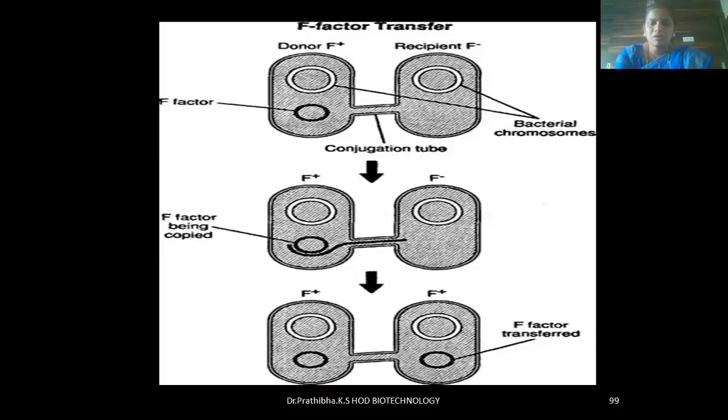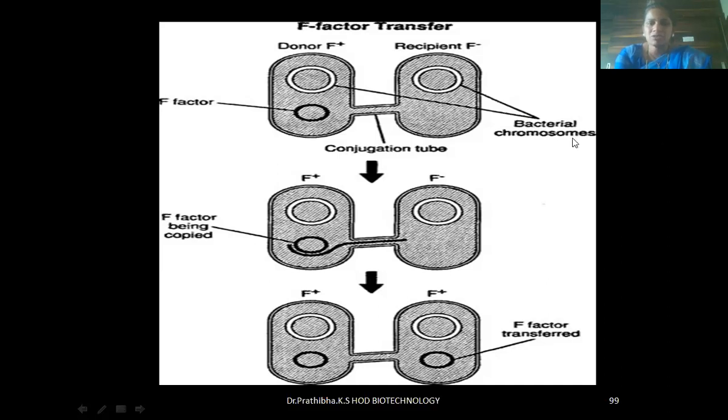You can make out here the conjugation between the two bacterial cells. This is the donor, F plus, and this is the recipient, F minus. You can see here this is the conjugation tube, the F plus factor, and here this is the F minus. We can see both the bacterial chromosomes.